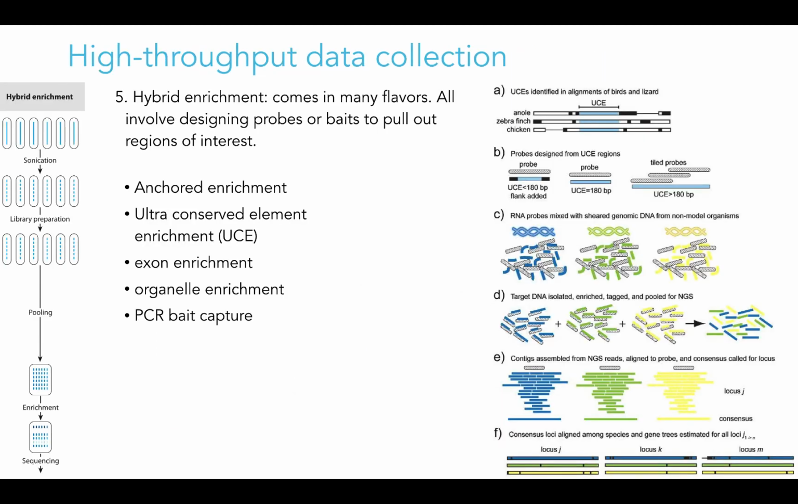Other ways of reducing representation so that you can try and sequence many, many things and get comparable units is hybrid enrichment. This is called a variety of things like anchored enrichment, ultra-conserved element enrichment. In a nutshell, you develop probes that are complementary to some highly conserved areas across whatever your group of interest is, whether it's a family, whether it's a genus, whether it's an order.